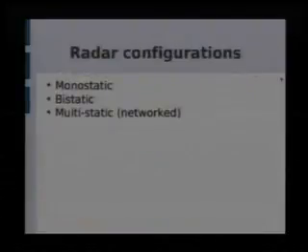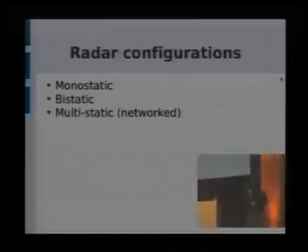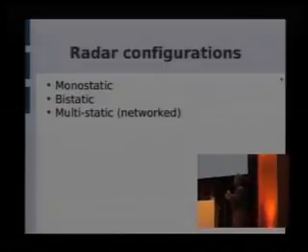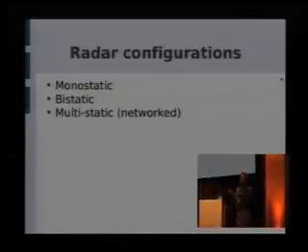All right, the radar systems we just talked about, all three of those are what we call monostatic radar systems. Those are kind of the traditional ones. That's where the transmitter and the receiver are located at the same place.